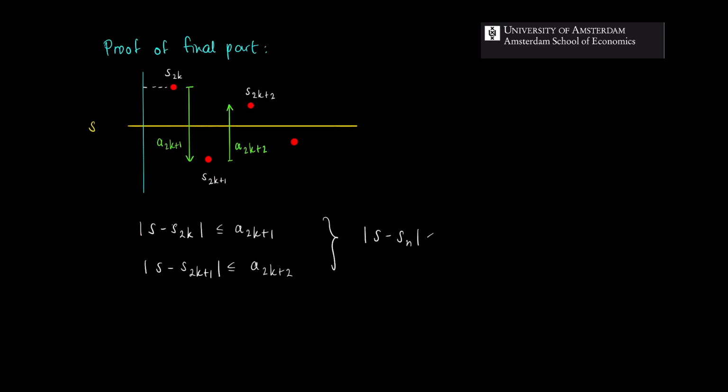So summarizing, if we just look at the nth partial sum, which is either odd or even, then the absolute value of the difference of S minus Sn is smaller or equal than the consecutive term in the sequence an. And this concludes the proof.